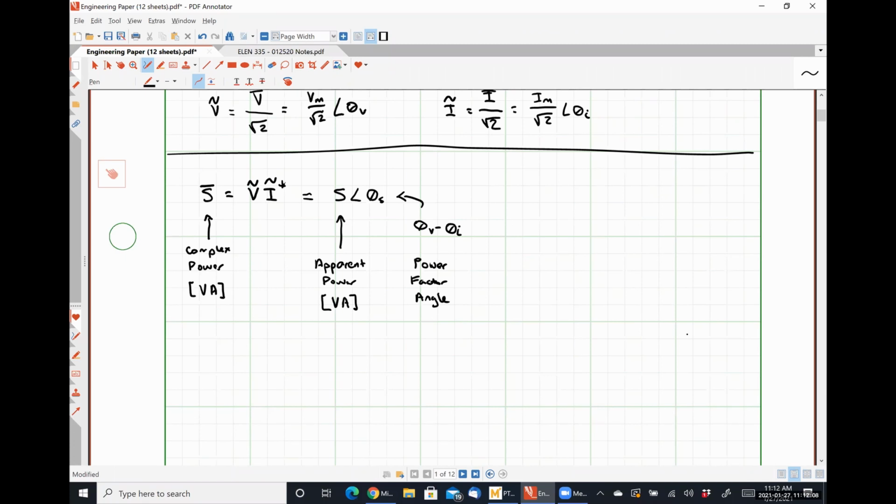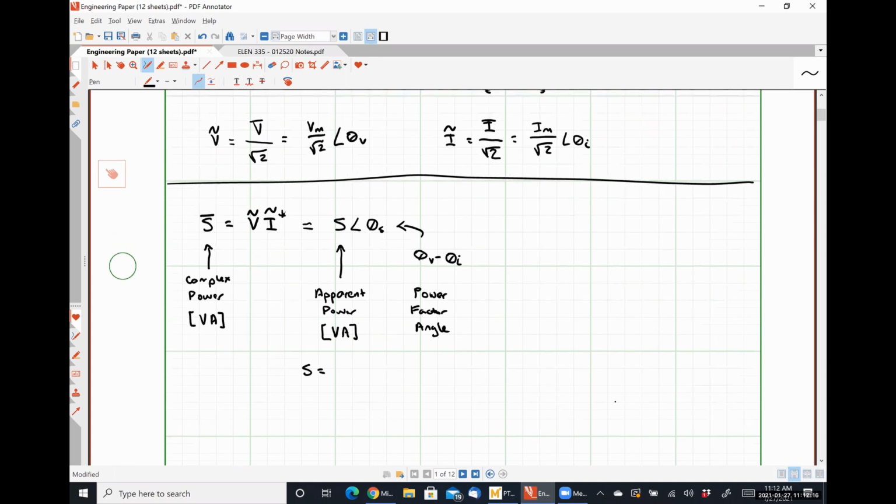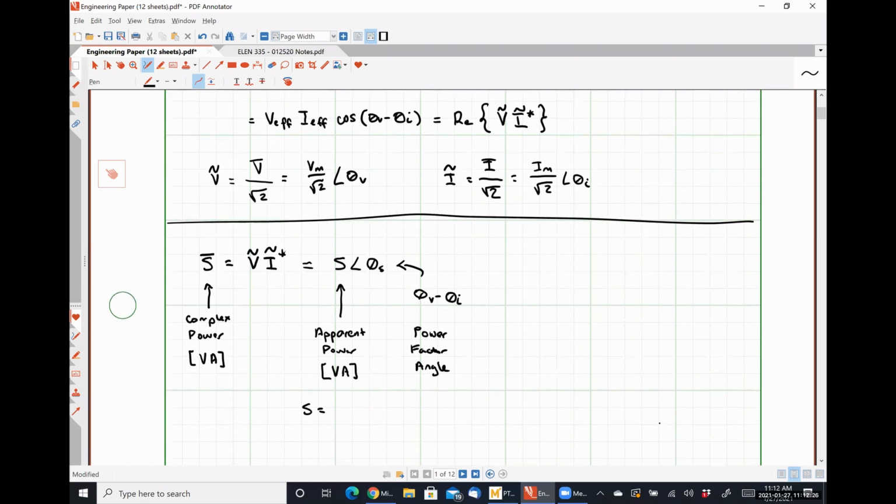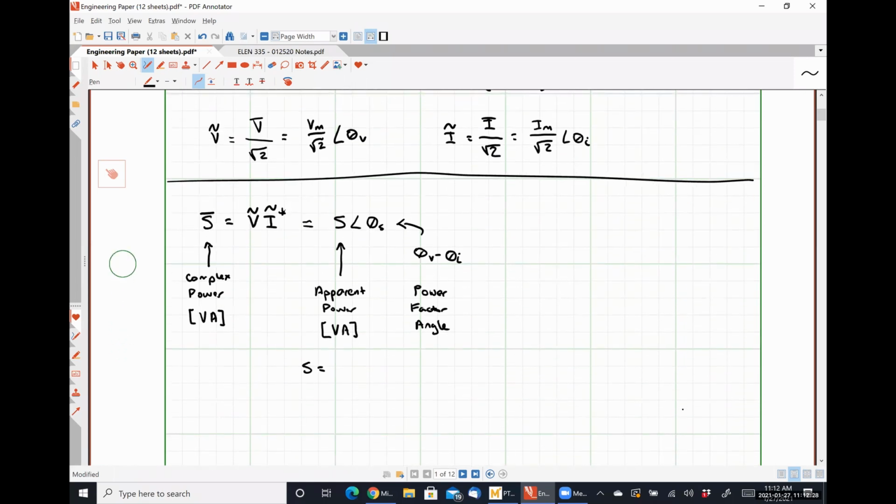In the rectangular form, actually, let's do a quick thing here real quick. So mathematically, S is going to be, since it's the magnitude of the complex power, if we take the magnitude of the RMS phasor voltage times the complex conjugate of the RMS phasor current, our apparent power is simply V effective multiplied by I effective.